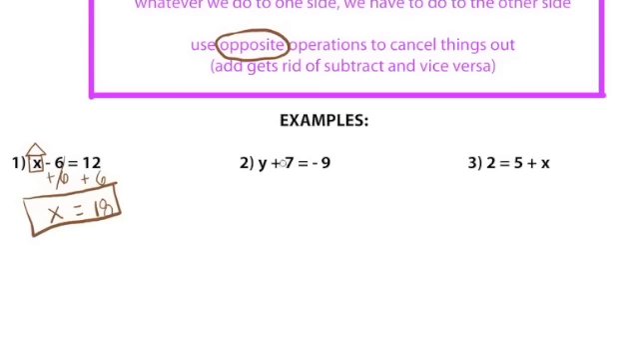Let's look at number 2. So number 2, I have y plus 7 equals negative 9. So here's an example where it's not x, but that's okay. We just treat it the same way. So if y wants to stay home by himself, what do I have to get rid of? What's around y? I got to get rid of this plus 7 here, right? So if it's a plus 7, to get rid of it, I'm going to subtract 7 on both sides.